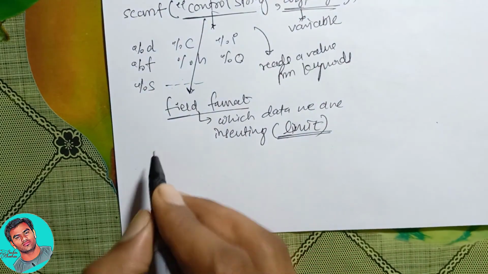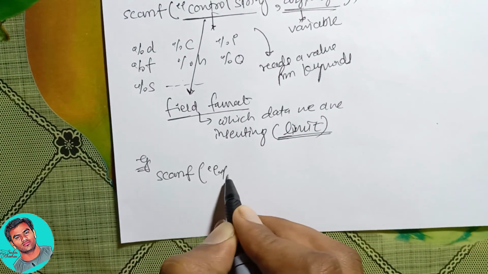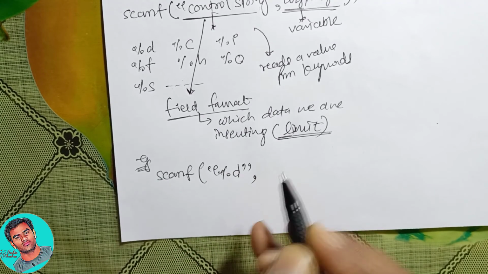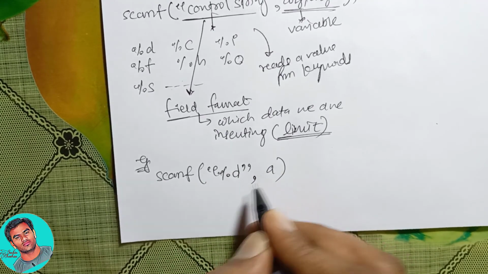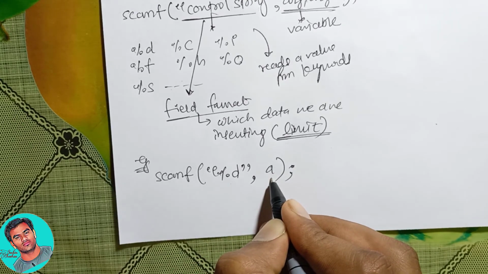For example, this scanf statement is going to read a single digit value for a variable a. If I enter a value like 5, it is going to be stored in the variable a.